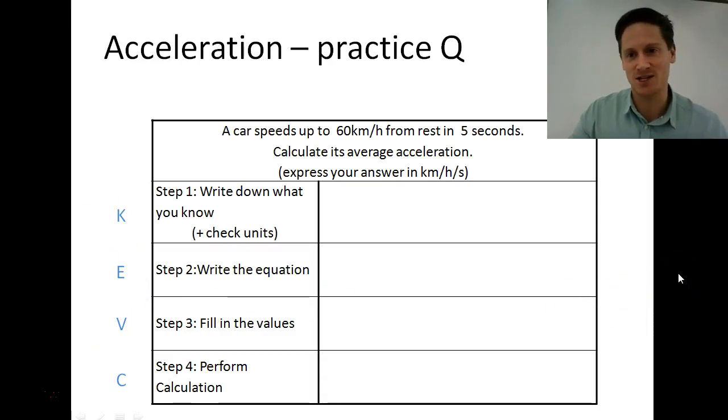So what do we actually know in this question? We'll do the K part first. So the car speeds up to 60 kilometers per hour.